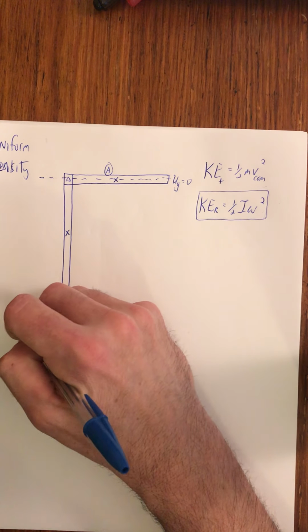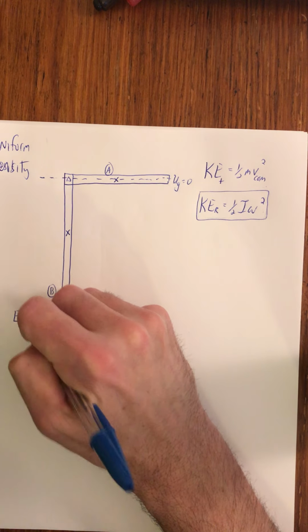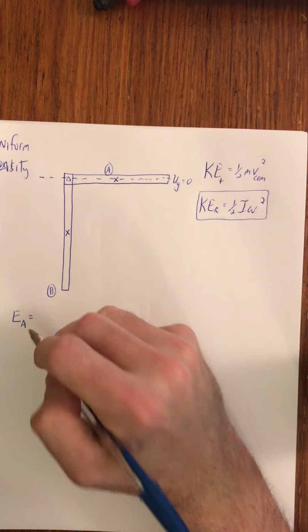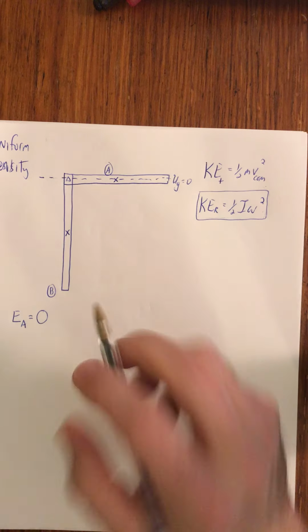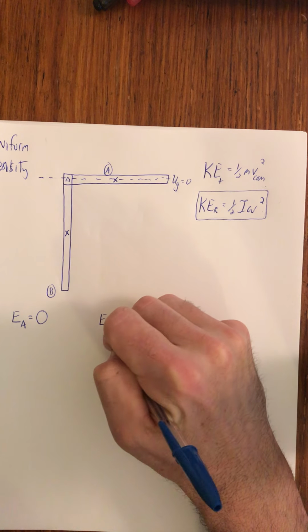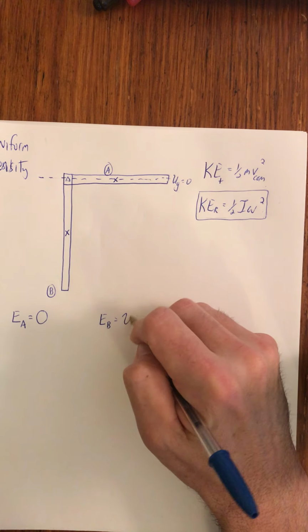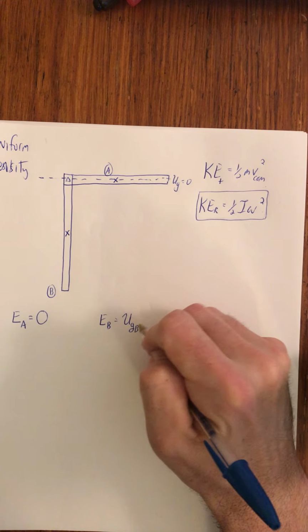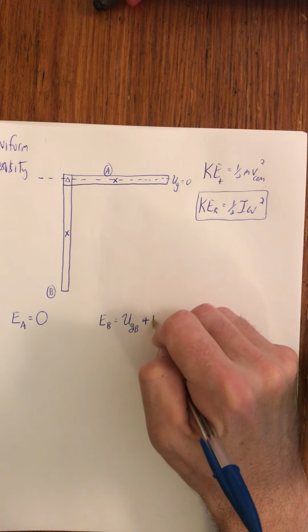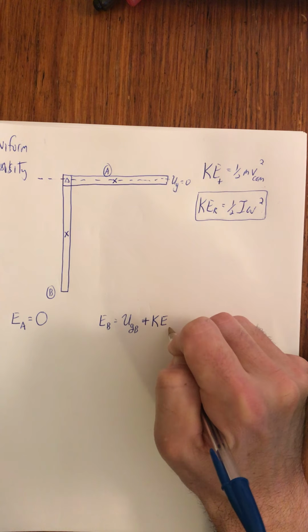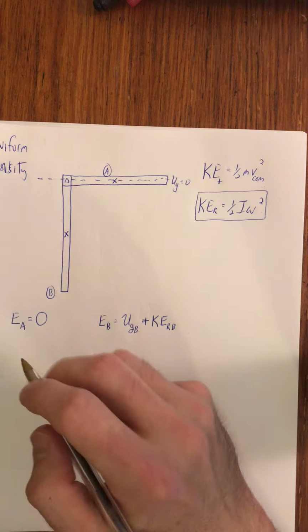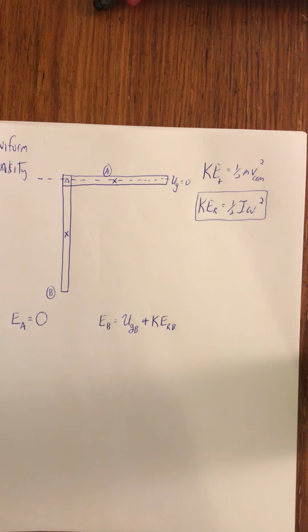So if we're looking at the energy at position A, well, it's at rest, and it's at the UG equal to 0 line, so 0. Energy at B, well, it's not at the UG equal to 0 line, so I've got to say there's a UG term, and we know that it is also rotating. So we're going to have a kinetic rotational term at position B. So now, are the energies equal?